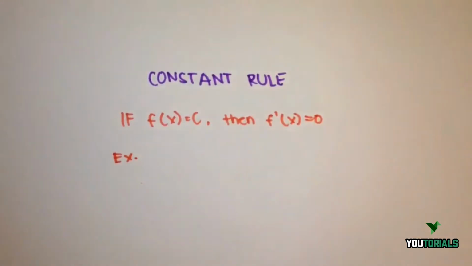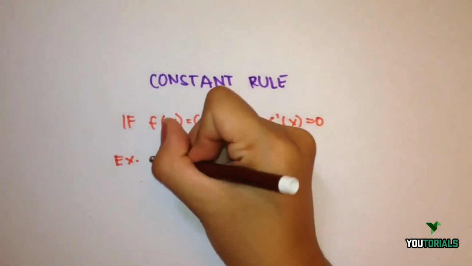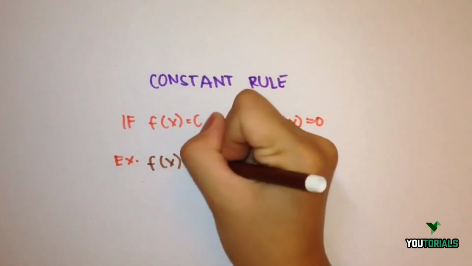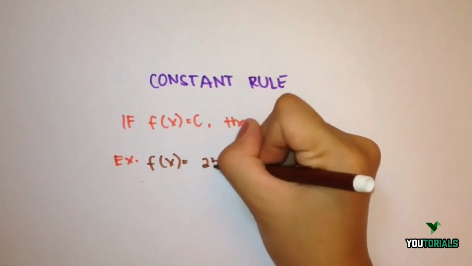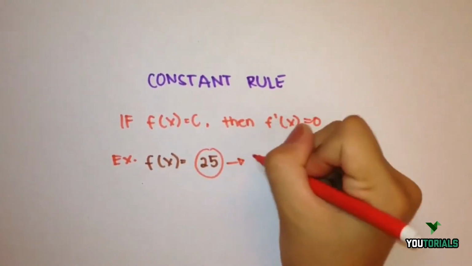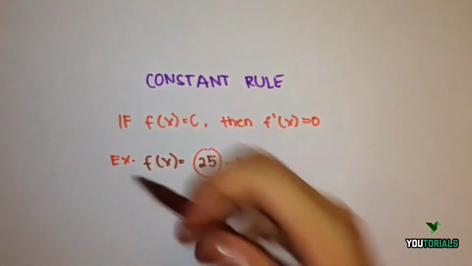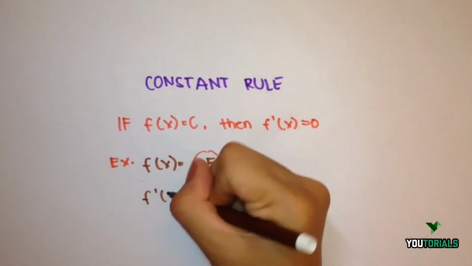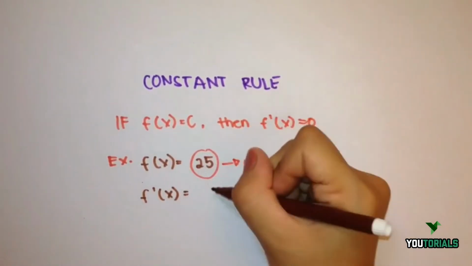So let me give you an example. f of x is equal to 25. The number 25 is your constant. So f prime of x is equal to 0.